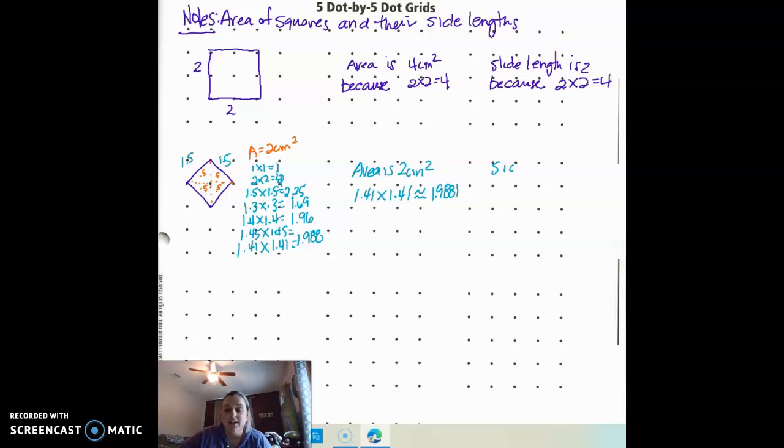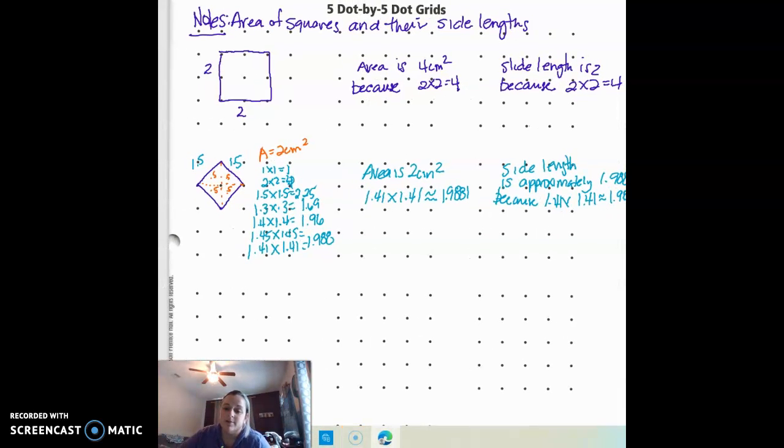So I'm going to say the side length is approximately 1.41, because 1.41 times 1.41 approximately equals 1.9881, or approximately equals 2. I'll put approximately equals 2 for our notes.